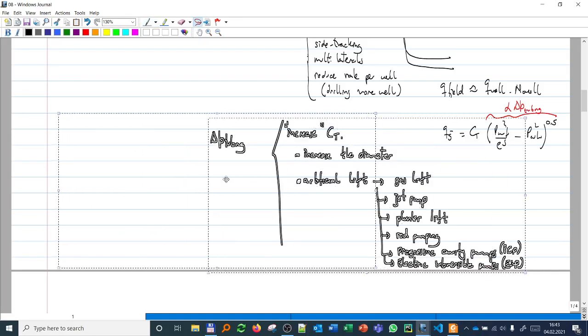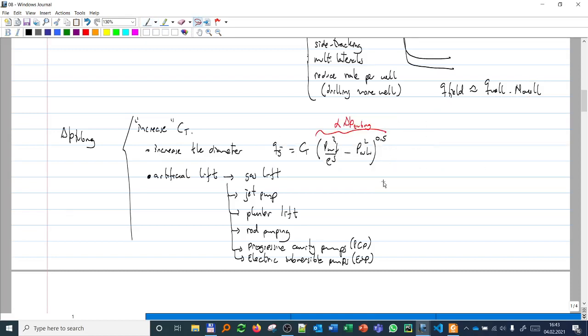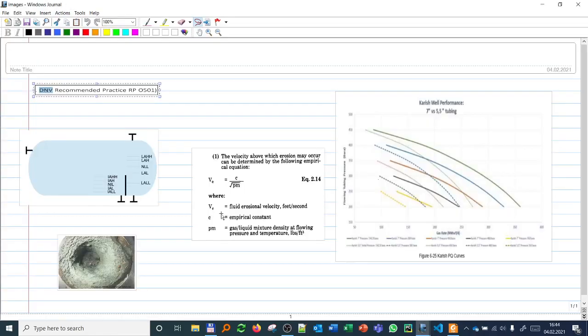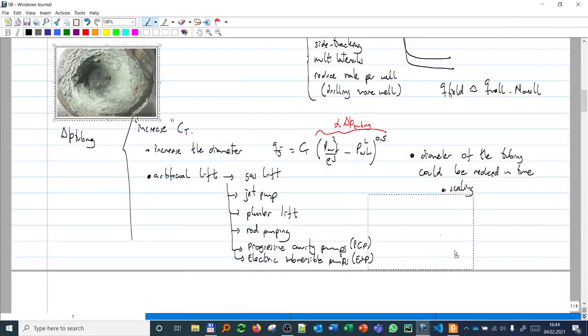And then one last comment I want to make for the tubing. Let me put this here also, this should be part of this, right? Another thing we have to consider is that the diameter of the tubing could be reduced in time, okay? For example, due to scaling, we're going to talk about that a bit later, but we have here one picture of how it looks. That's a choke, but essentially in the tubing we have the same phenomena.